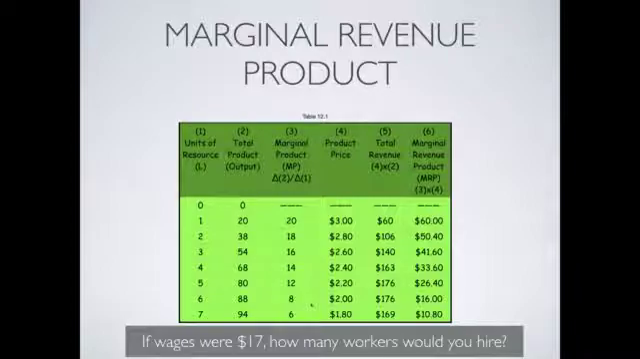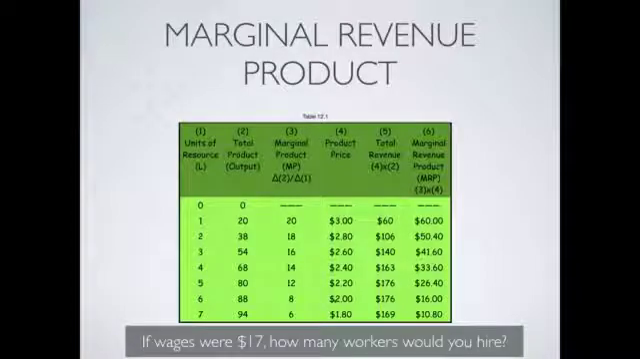So the first worker, we're paying $17 and they're producing $60 worth of output. So we would definitely hire one worker. When we have 2 workers, the second worker, the value of their production is equal to $50.40, which is greater than 17, so I would hire the second worker. For the third worker, the marginal revenue product is equal to $41.60, which is greater than 17. So we would keep going. We would hire the fourth worker, the fifth worker.